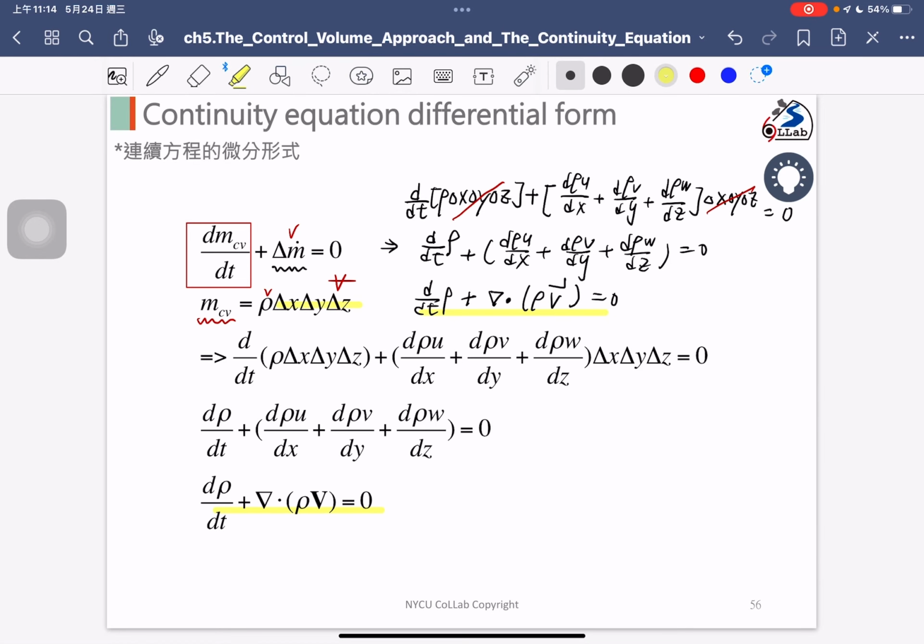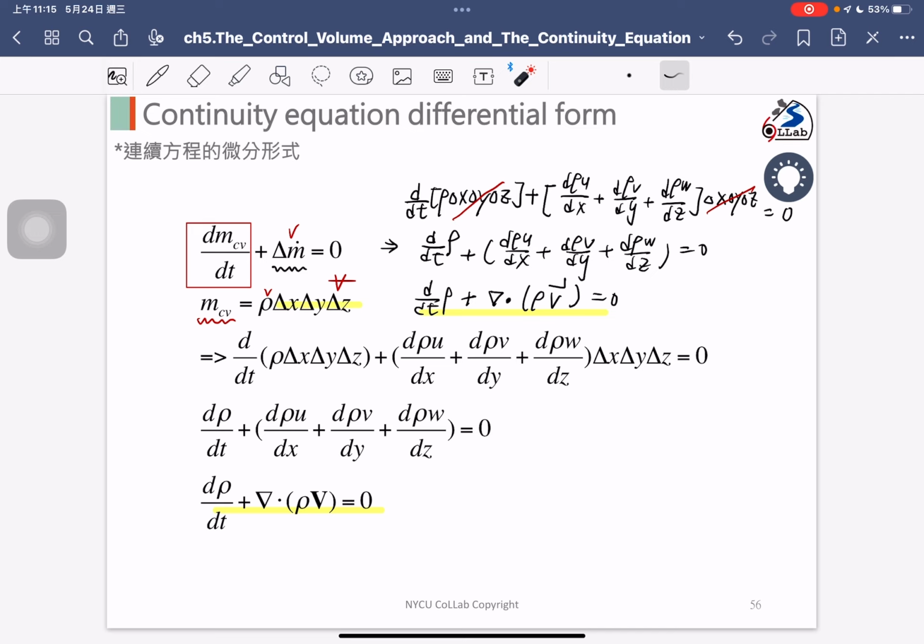Okay, so in the last class I taught the continuity equation in differential form. You cannot actually find this material in the textbook, so I just put it on the slide, because it's very important for Chapter 5. So this is the final formula.